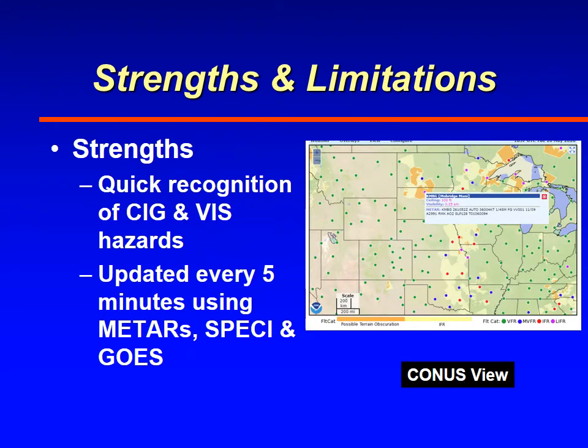So, the good, bad, and ugly of the CVA. The nice things are, of course, that it gives you right away areas where there's low ceilings and low visibility. It tells you where there's IFR conditions and possibly terrain obstructions or obscurations where you're close to where the ceiling is very low. And then, of course, this product is updated every 5 minutes using special observations, METARs, and also GOES data.